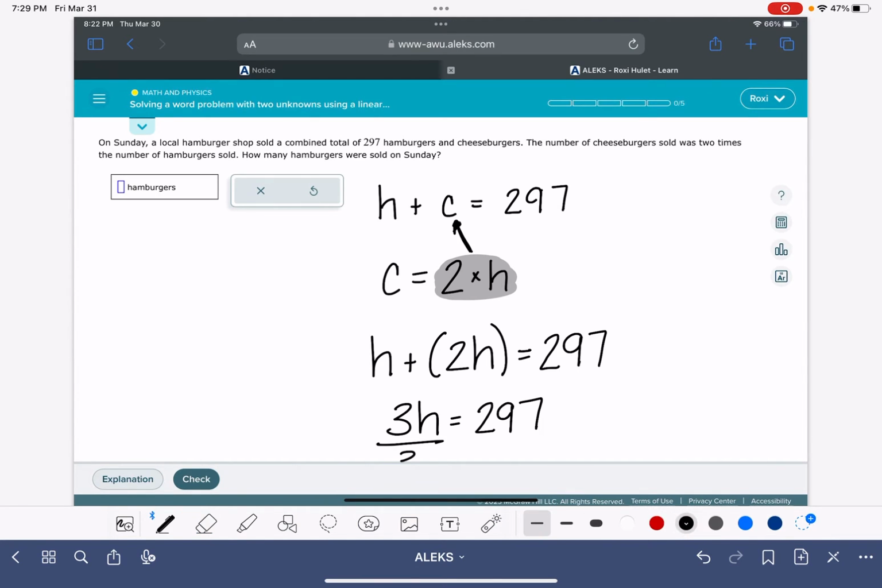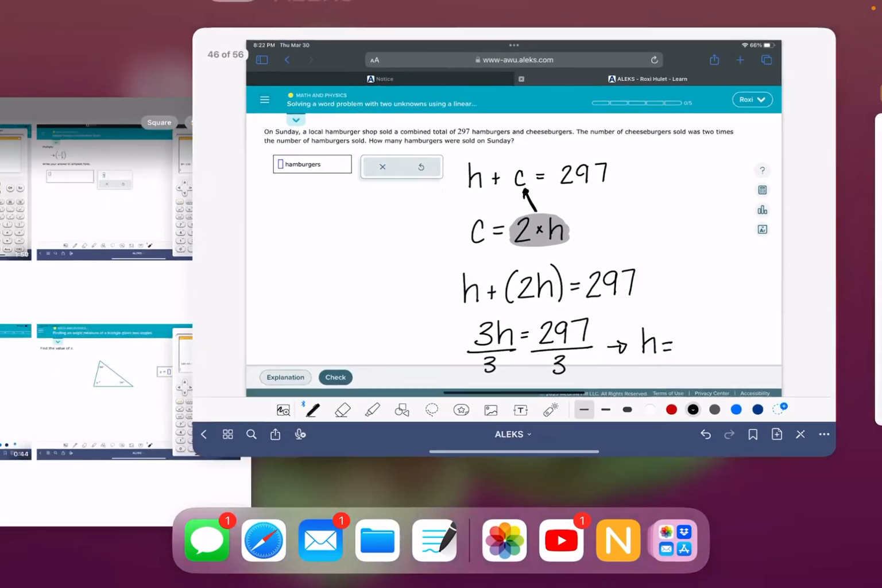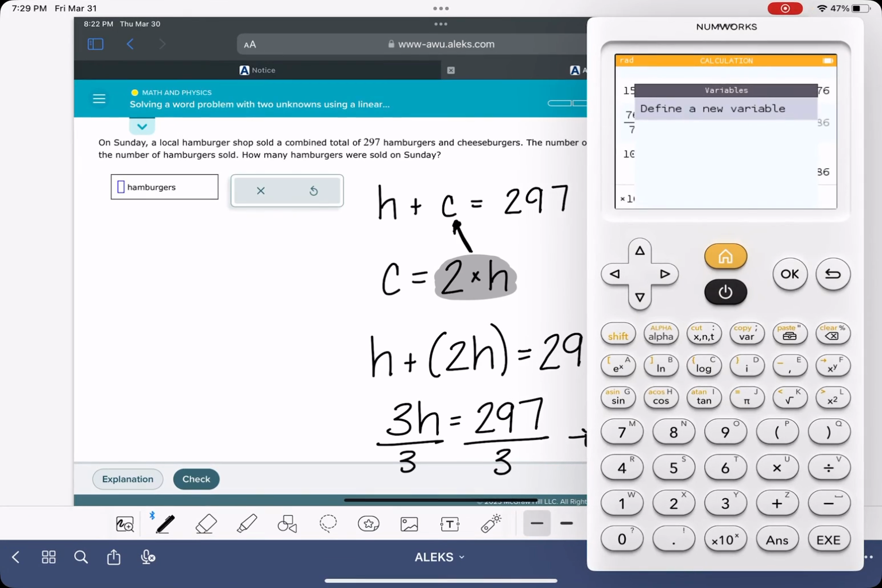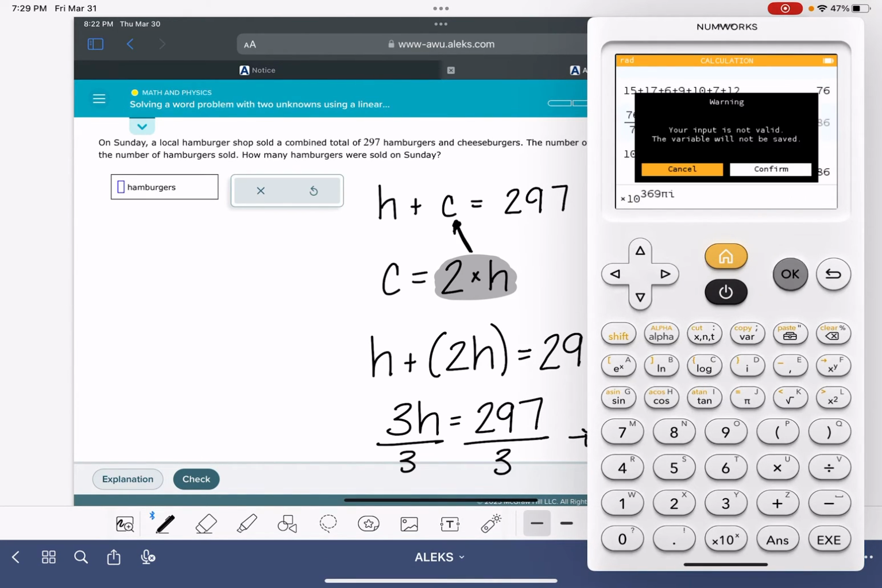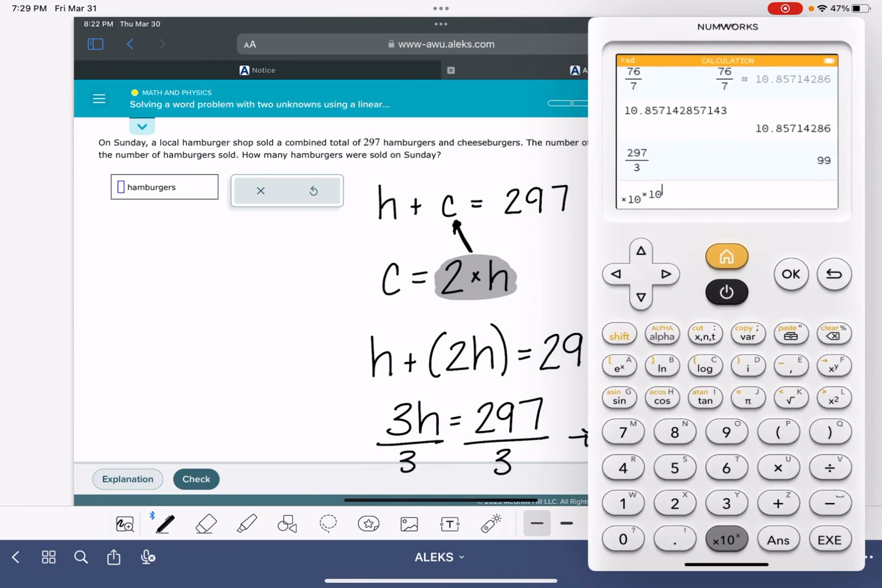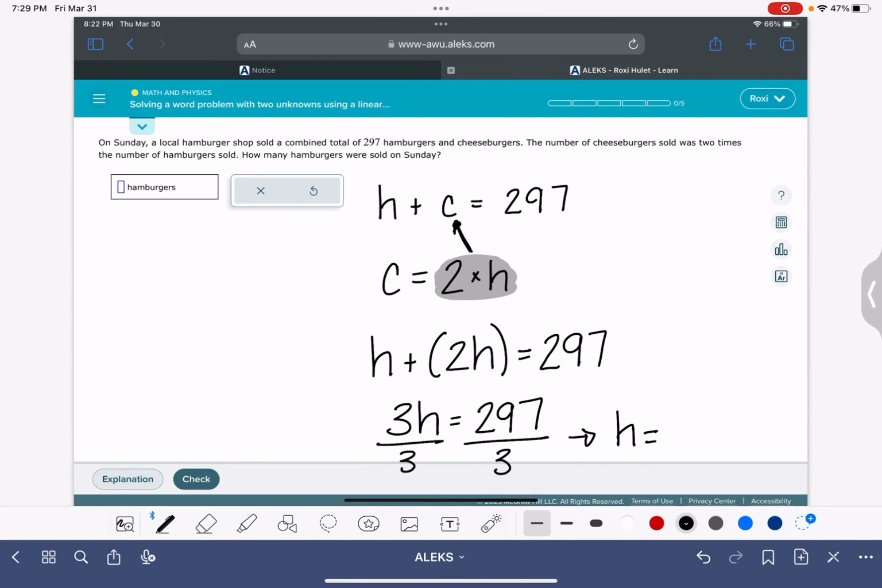I just need to solve for the number of hamburgers. I'm going to do that by dividing both sides of this equation by 3. That is going to give me the number of hamburgers is equal to, I'm going to use a calculator for this because I don't trust myself right now to do that division. 297 divided by 3 is 99. So the number of hamburgers is 99. And that is what this problem is asking me to figure out.